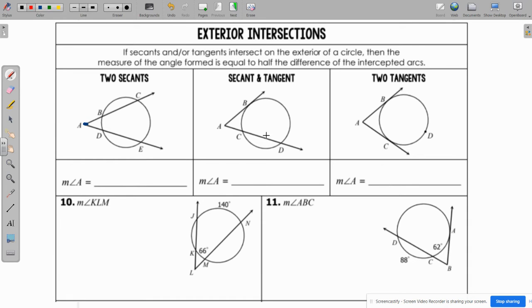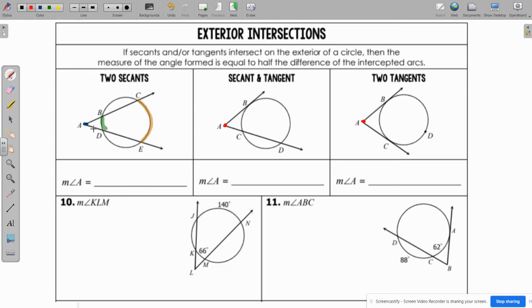We have a tangent and a secant that intersect outside of the circle. And then over here, two tangents that intersect outside of the circle. So in this case, we can see that these two secants intercept two different arcs of the circle. So the first arc that it intercepts is arc BD. If I'm talking about this particular angle, in this case, I could say angle BAD, but it extends and it intersects this arc BD, but it also intersects this arc out here, arc CE, which is bigger.